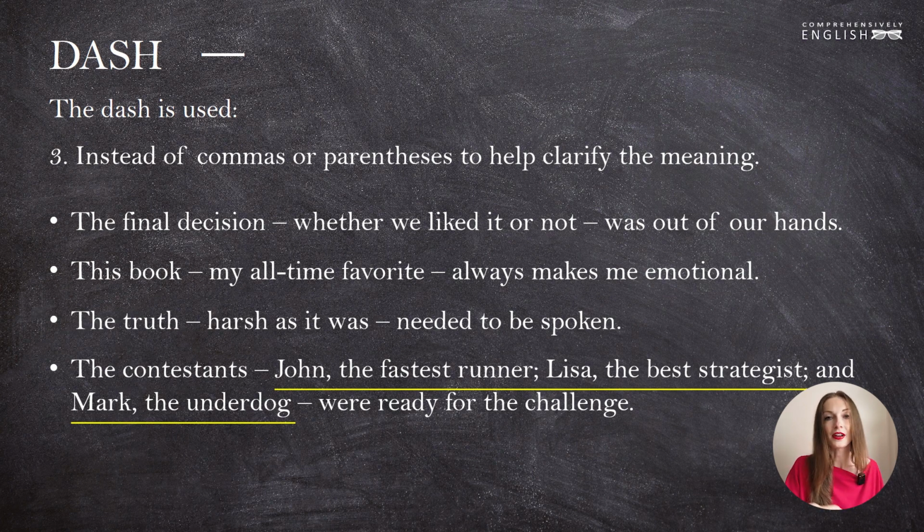John, comma, the fastest runner, then we have the semicolon. Again, why do we use the semicolon here, not a comma? Because there is already a comma in this phrase, John, comma, the fastest runner. The same goes with the next part, Lisa, comma, the best strategist, and so on and so forth. So it would not be a good idea to use 2 commas to set off this whole phrase. We should use dashes or parentheses.